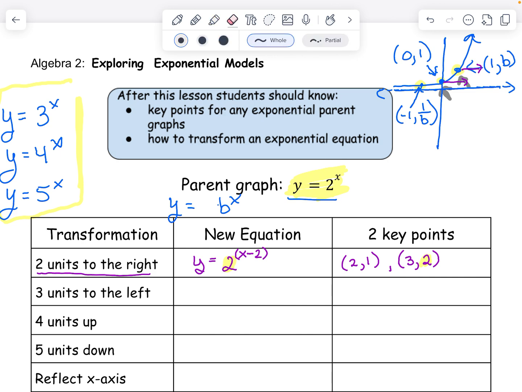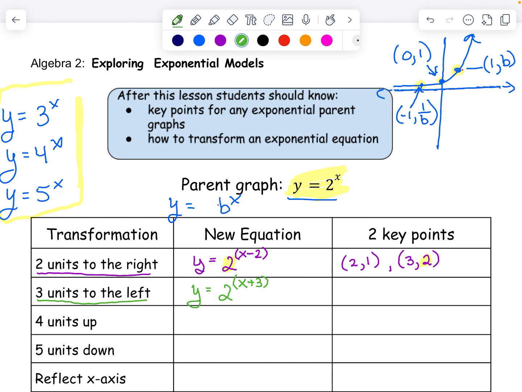Okay, so let's erase these things just because we got way too much traffic. Okay, now let's go to the next one. This one will go 3 units to the left. So now we're going the opposite direction. So this is going to be same base and then x plus 3.